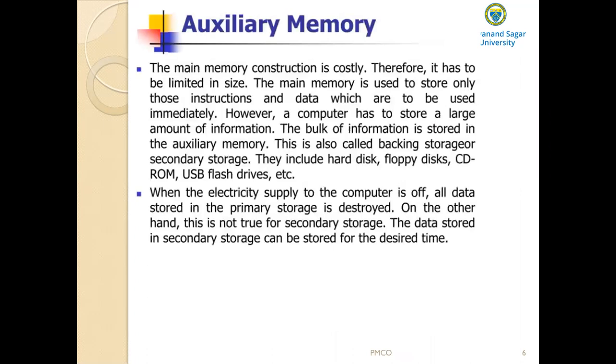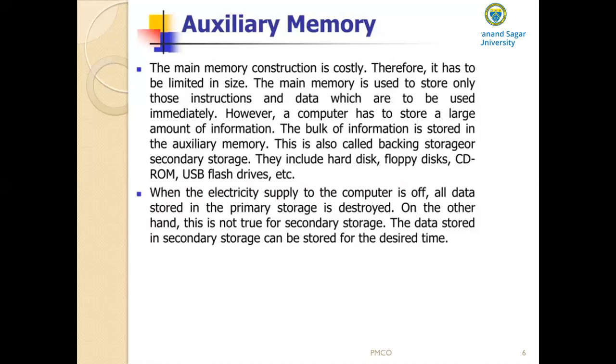Next we will discuss the auxiliary memory. What is the auxiliary memory? The main memory construction is costly, so it has to be limited in size. The main memory is used to store only those instructions and data which are to be used immediately. However, a computer has to store a large amount of information. The bulk of information is stored in the auxiliary memory, also called backing storage or secondary storage. They include hard disk, floppy disk, CD-ROM, USB flash drives, etc.